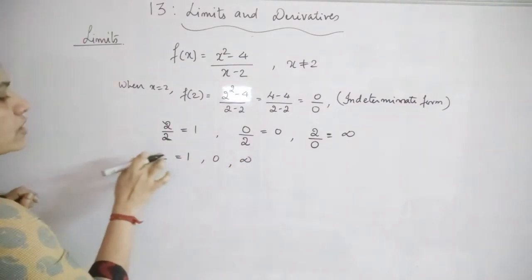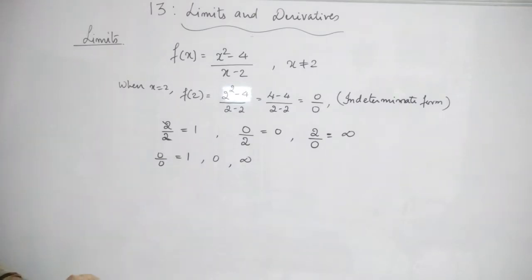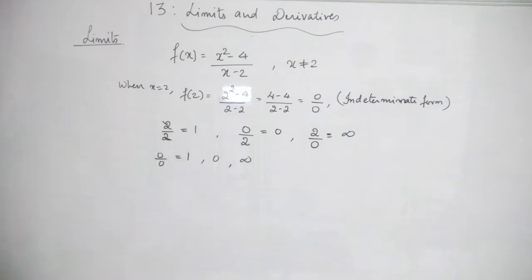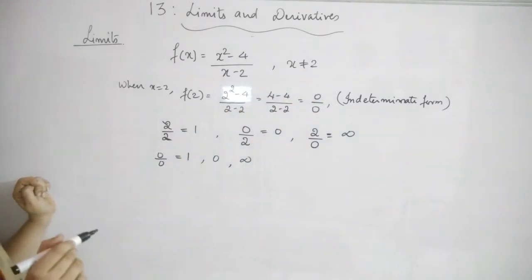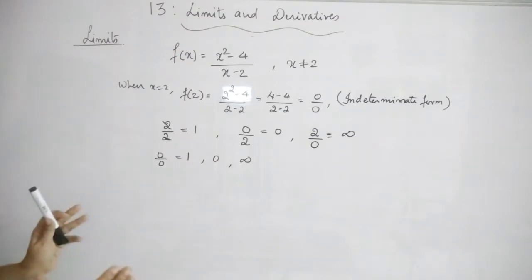That means for 0 by 0, you are getting 3 answers, right? 3 answers means we are not able to say which one is the correct one. That means we are not able to determine the answer. That's why this form is known as indeterminate form. There are many other forms also which come under the category of indeterminate form, but here we will be limited to the case of the 0 by 0 form.